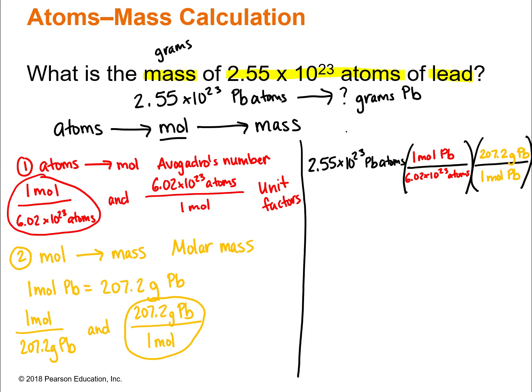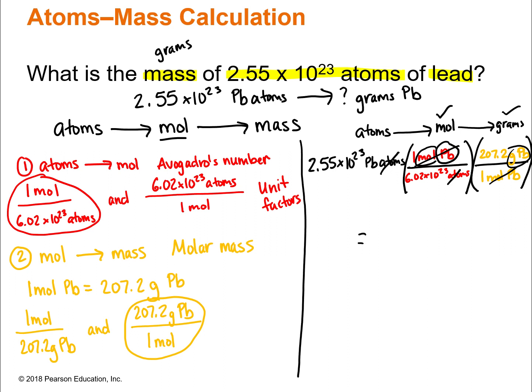Let's look at our plan. We're starting with atoms. This first unit factor should get us to moles. The second unit factor should get us to grams. When we do all of our unit analysis, the first thing that we end up with is moles. Great. Then we cancel that out and we end up with grams. And that's exactly what we want.